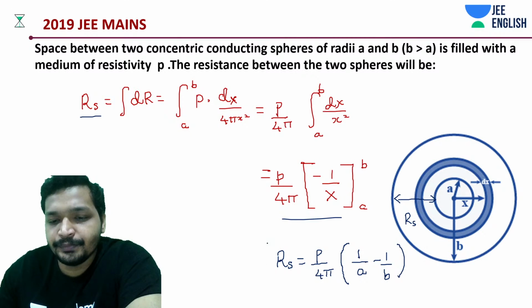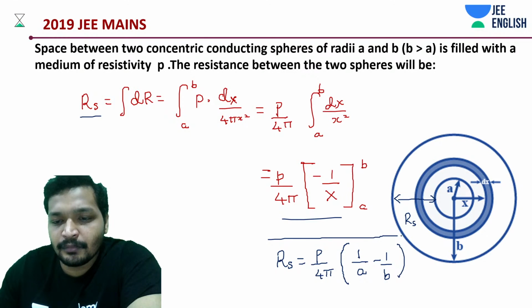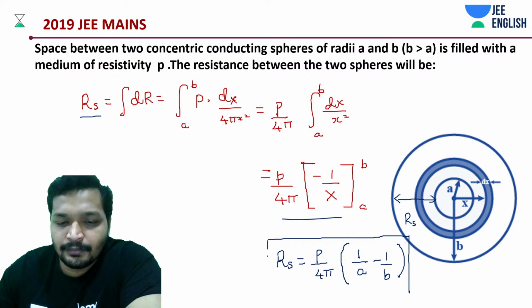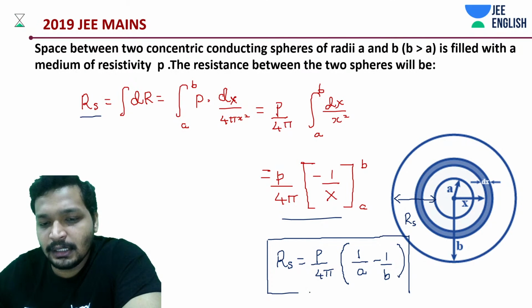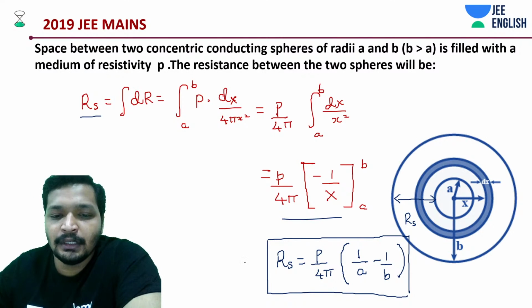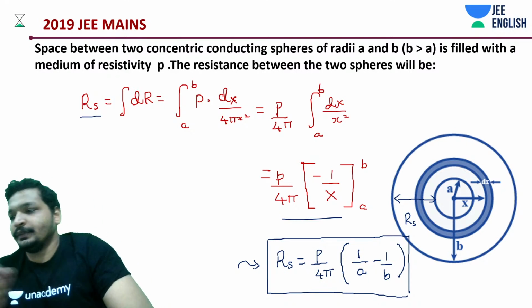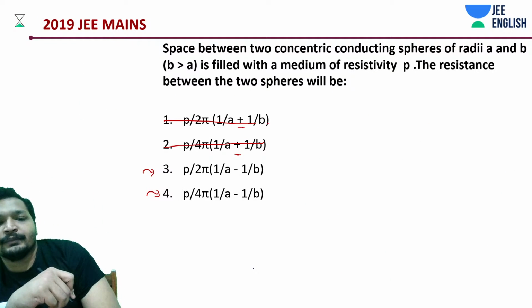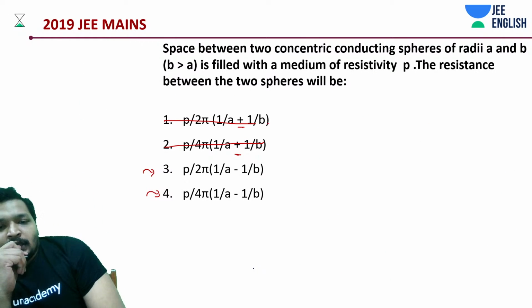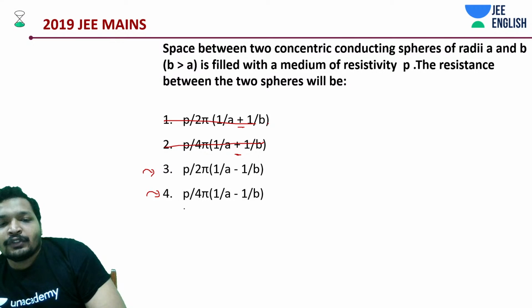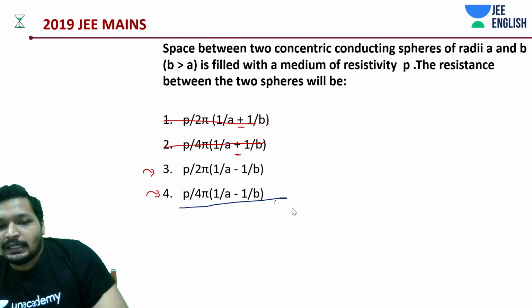Okay, there you go. Easy, damn simple. Right away when you saw 4 pi, you knew that should have been the answer.